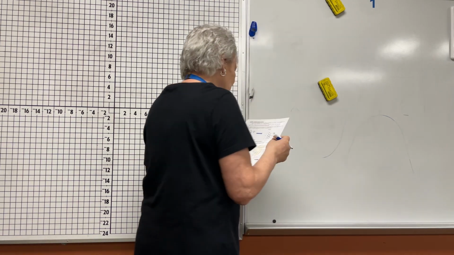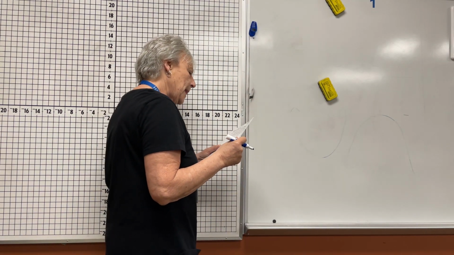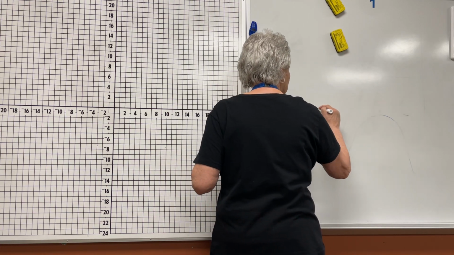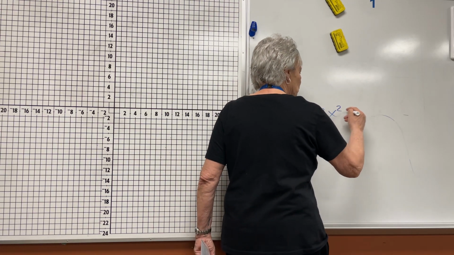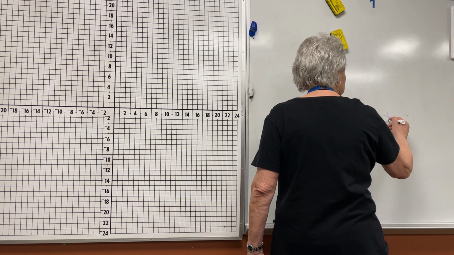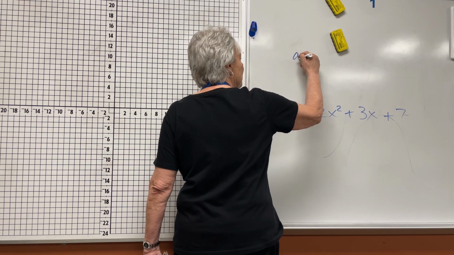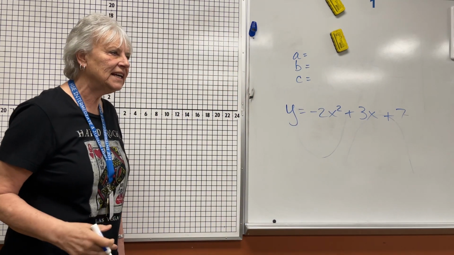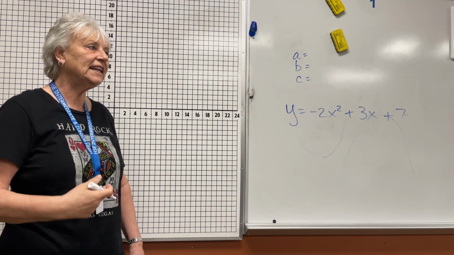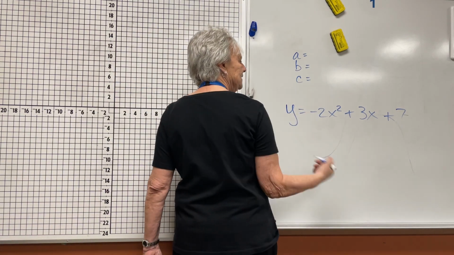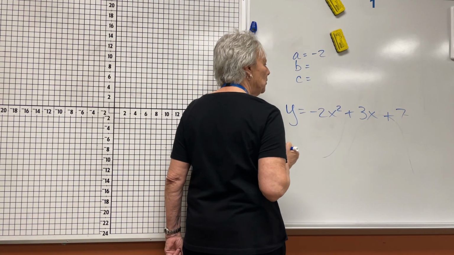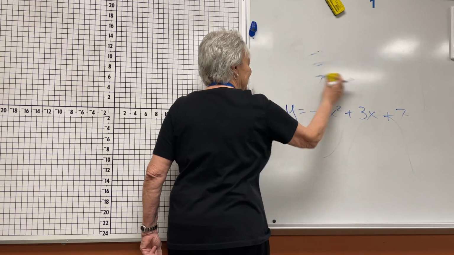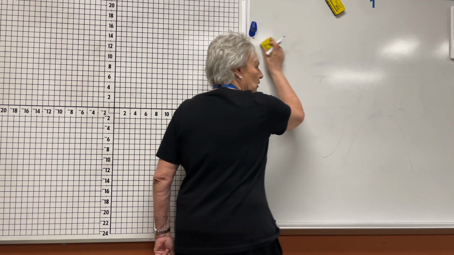Okay, what else do I want to tell you? Okay, let's just do an equation. y equals negative 2x squared plus 3x plus 7. It is very important that you can pick out the A, the B, and the C, because you're going to need it. So what's A here? Negative 2. What's B? 3. And C? 7. All right. See, it's hard for me because I don't know what you know.